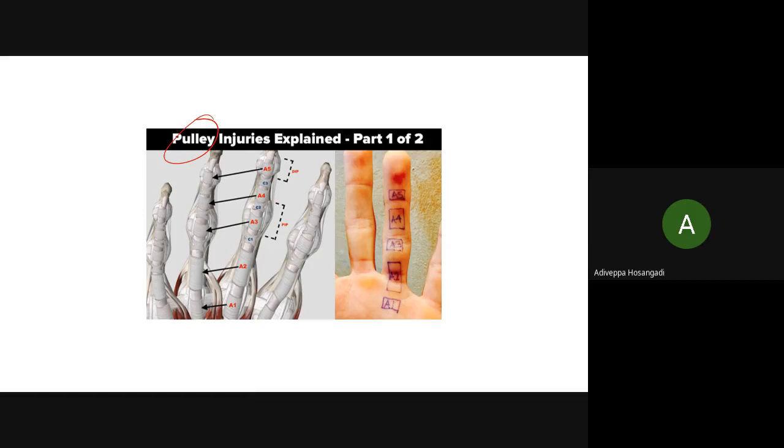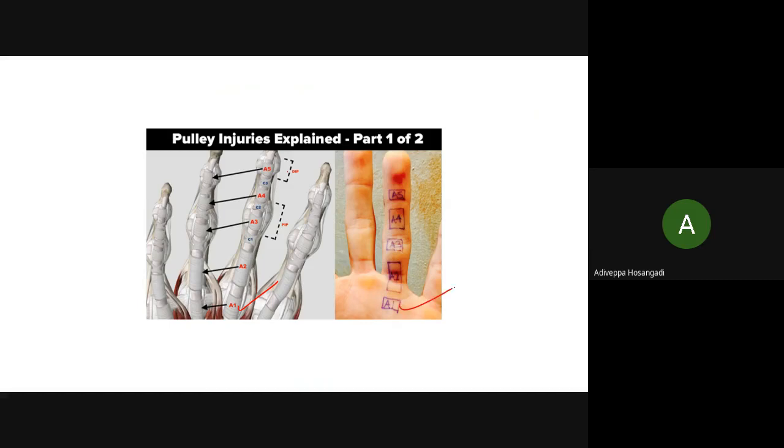Pulleys are of two types, annular and cruciform. Annular, 5 pulleys are there. Cruciform, 2 pulleys are there. Annular pulleys are important. I will come to one or two questions about that a little later. Remember, annular pulleys A1 to A5.